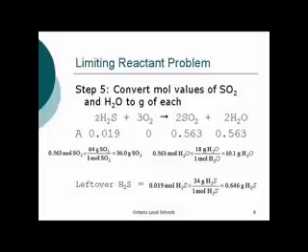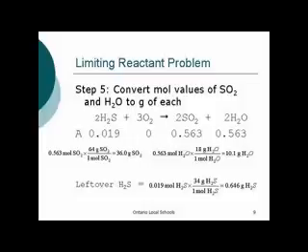So to find grams of the SO2, we take our 0.563 moles of SO2 and multiply it times the conversion factor of 64 grams of SO2, its molar mass, over 1 mole of SO2, and we get 36.0 grams of SO2 formed. For water, we take our 0.563 moles of water times the molar mass of water, which is 18 grams, over 1 mole of water, which gives us 10.1 grams of H2O.